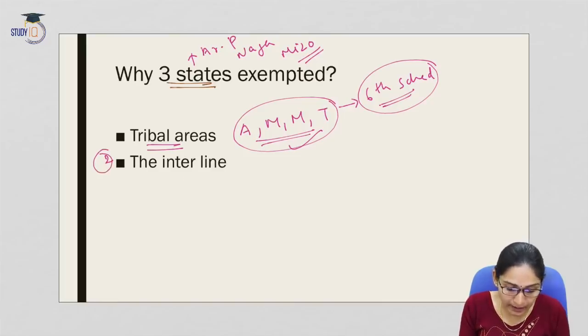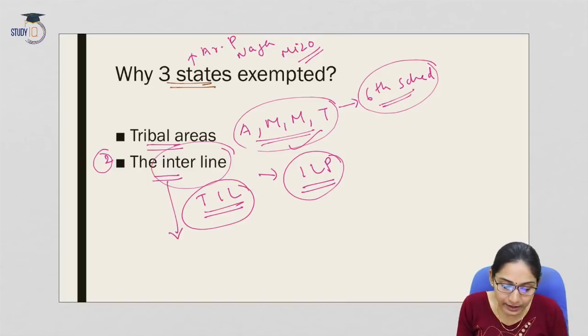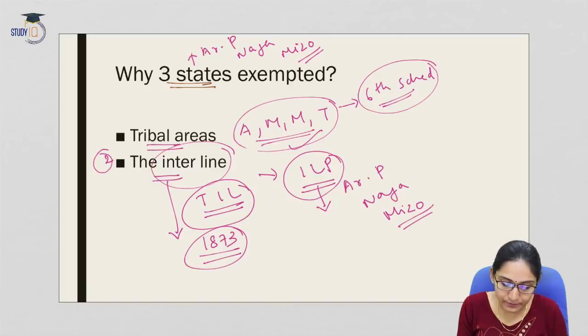Second, it also exempts the areas covered under the Inner Line, that is the Inner Line Permit or ILP. The Inner Line is notified under the Bengal Eastern Frontier Regulation of 1873. And the ILP, or Inner Line Permit, system prevails in the states of Arunachal Pradesh, Nagaland and Mizoram. That is why these three states are totally exempted.